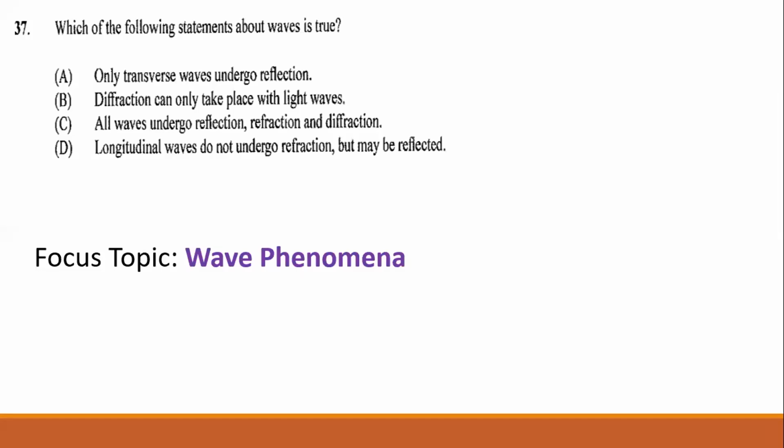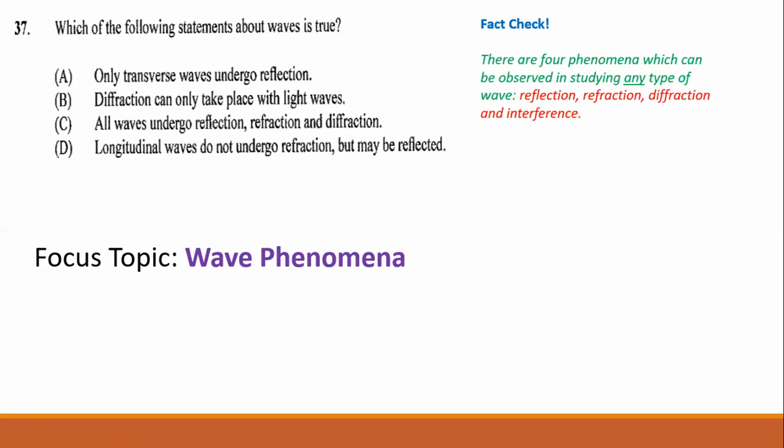Number 37, which of the following statements about waves is true? And we have some statements there. Now, all waves undergo these four phenomena: reflection, refraction, diffraction, and interference. So it means that option C is true.